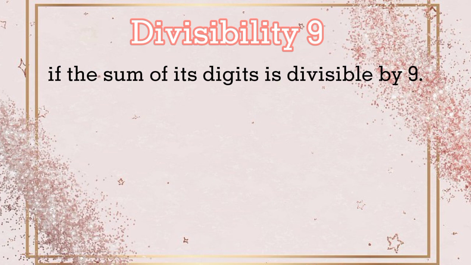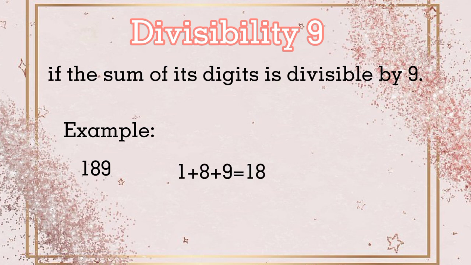Next is divisibility by 9. This is similar to divisibility by 3. Here we will check if the sum of its digits is divisible by 9. For example, 189. The sum of its digits is 1 plus 8 plus 9 is equal to 18, which is divisible by 9. Therefore, 189 is divisible by 9.